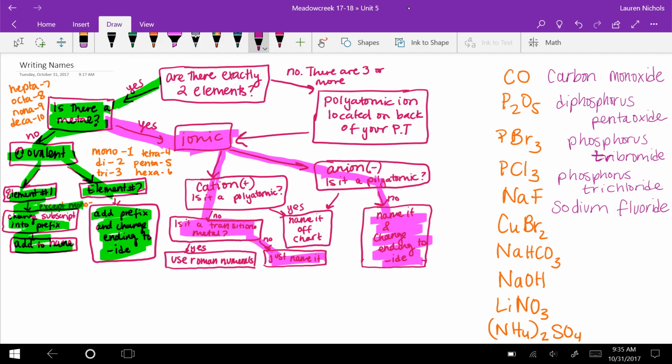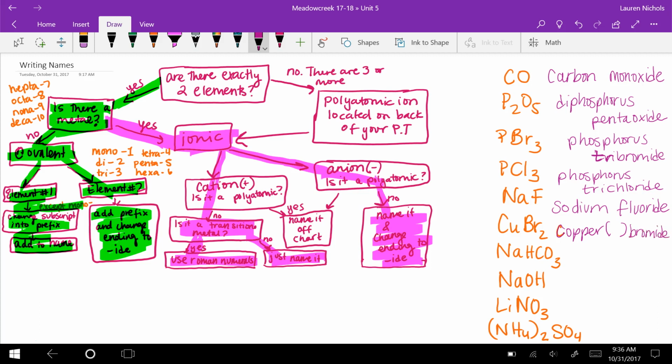So if I look at CuBr2, I have exactly 2 elements. There is a metal, because copper is a metal, so I'm ionic. I'm not going to have polyatomic, so answer no, it's not polyatomic. But when I look at it as a transition metal, the answer to that question is yes. Copper is a transition metal, and so I'm going to need to use Roman numerals. So I'm going to write this as copper with parentheses for Roman numerals. Then I'm going to name my anion bromide.